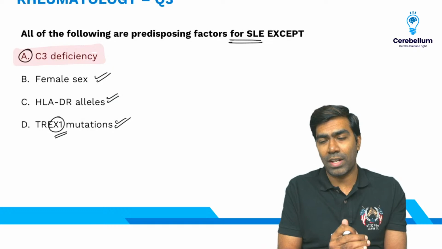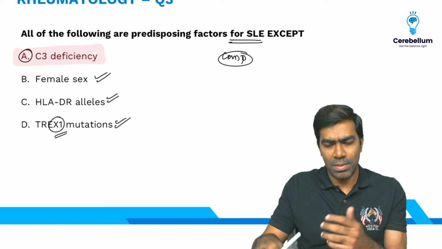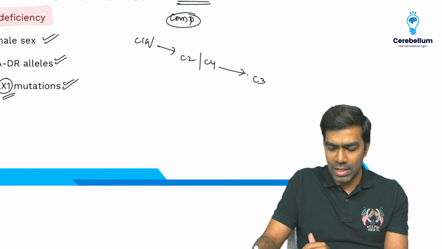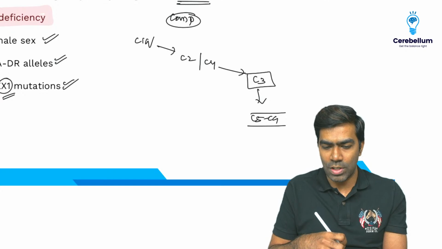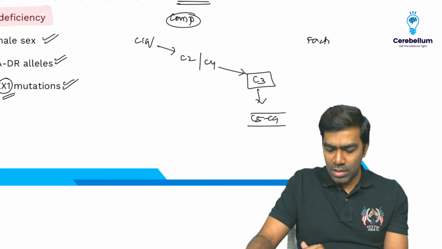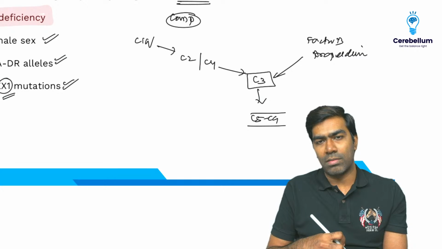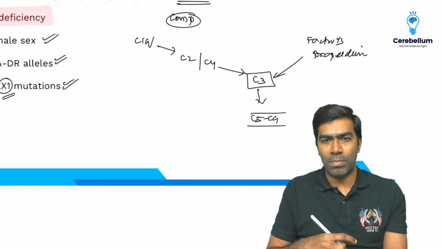So when you talk about complement pathways, how can I simplify it? You have C1Q, which is going to activate C2 and C4, and then it's going to activate C3. C3 is the common pathway. Then C3 is going to activate the terminal attack complex, C5 to C9. On the other hand, you have factor B and properdin, which is going to straight away activate the C3 common pathway, resulting in activation of C5 to C9 terminal attack complex.